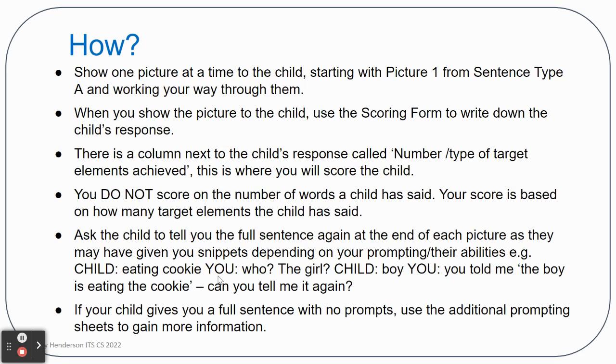So how do we do it? I'm going to show you how to do this online. So you'll see that in the video, but I'll just talk through a few points here. We show one picture at a time, starting with picture 1, and we work our way through. We record the child's response on the scoring form, and then we start to score the child. I won't go into the details of how that's scored here, because I'll show you that later on.